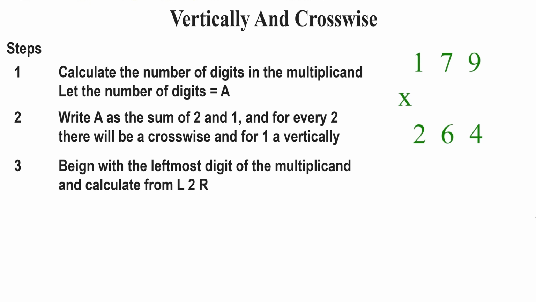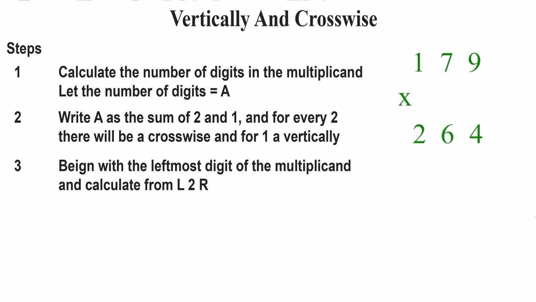Remember, with all digits other than the leftmost of the multiplicand, calculations would begin with the respective digit in the multiplier. So for 7, calculations begin with 6 4. For 9, similarly, calculations begin with 4. Having said that, we move further right to 9. And we just have one digit in the multiplier 4, so it would be a vertically, that is 9 multiplied by 4.